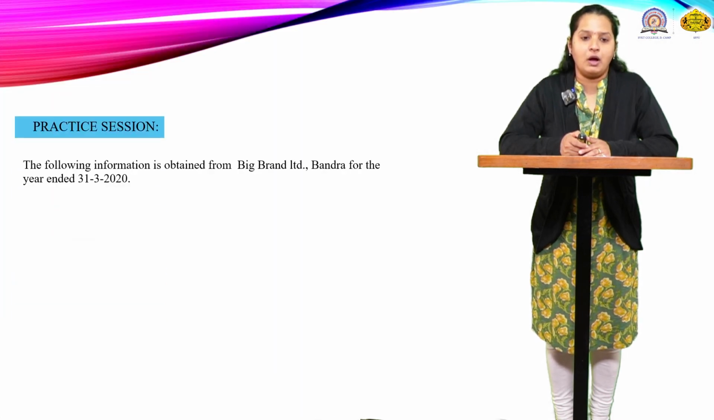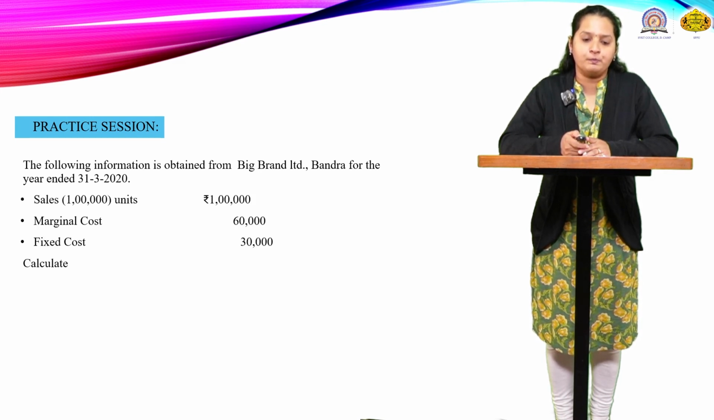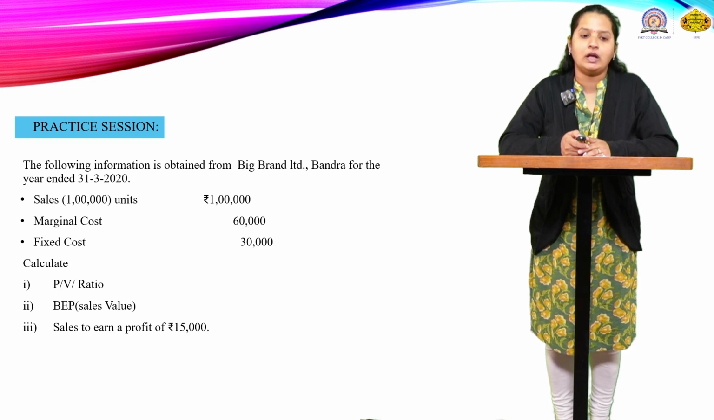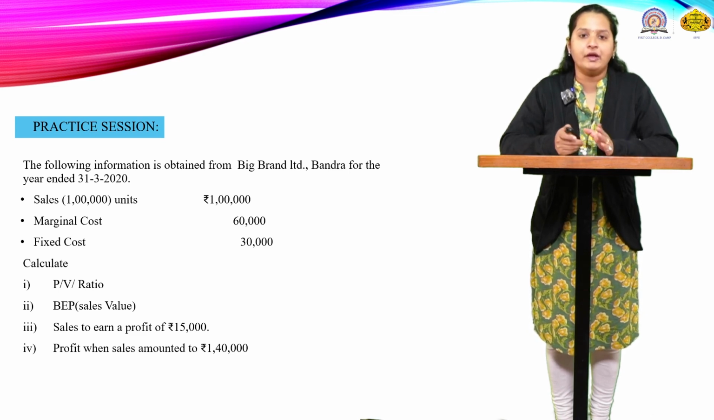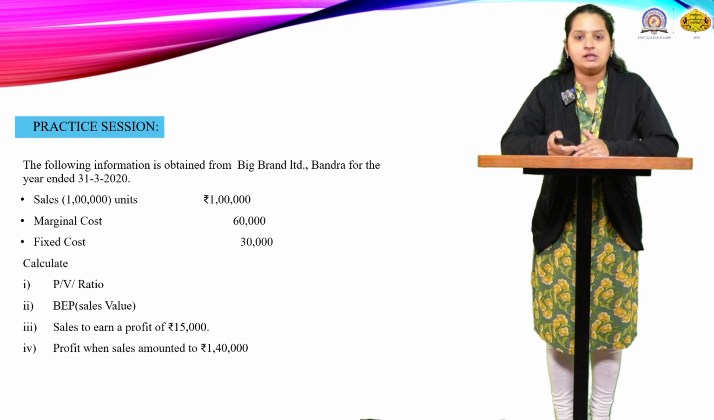This is the practice session or learning session which you are required to calculate at your homes. There are the sales, marginal cost, and fixed cost, and you are required to calculate PV ratio, break-even sales, and also sales to earn a desired profit of rupees 15,000, and profit when sales amounted to rupees 1,40,000. So, sales when a profit is given, as well as profit when sales is given.